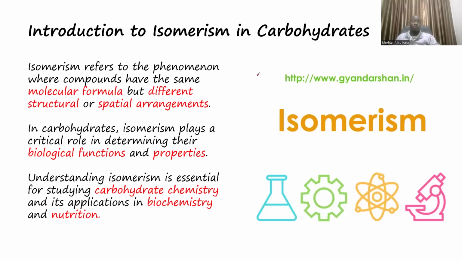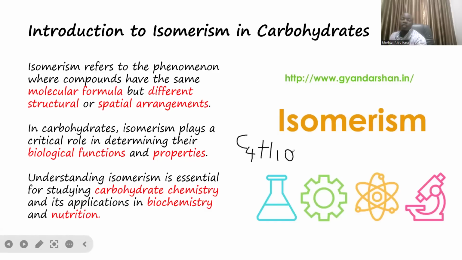Let me give an example. Let me delete this so that you can have a clear understanding of what isomerism means. In isomerism, it's a situation where you have, let's say, C4H10. This is butane. Butane has 4 carbons and 10 hydrogens.